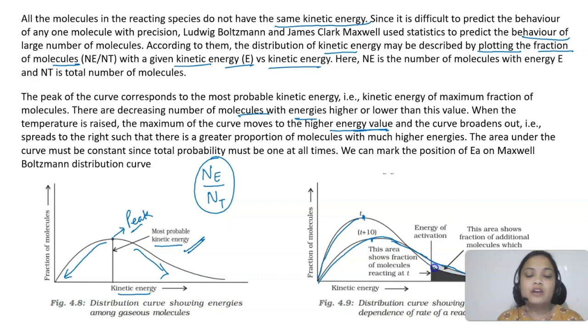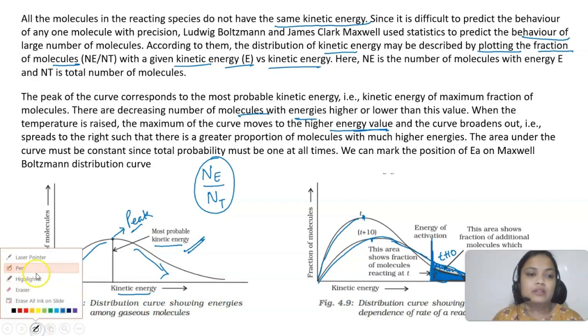Now let's say this is the activation energy, and this many molecules possess that activation energy, so they will be colliding with each other and proceeding to the product. But at t plus 10, what is happening? The fraction of molecules having that particular energy is increasing. The area under the curve is increasing, right? Can you see that, students?